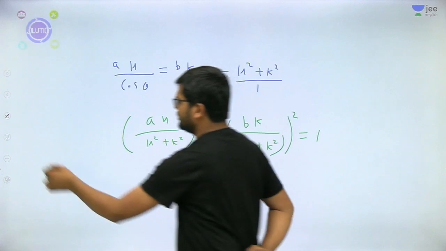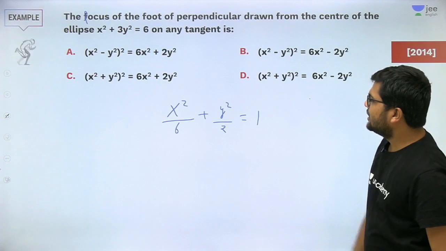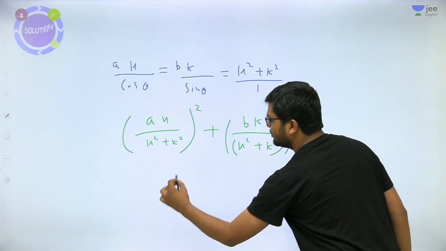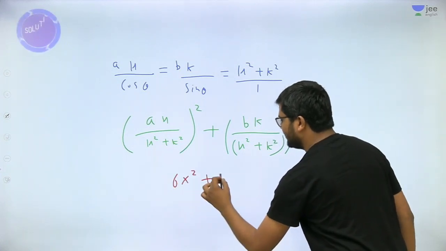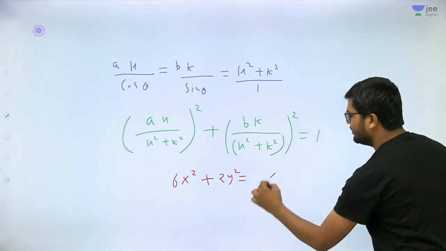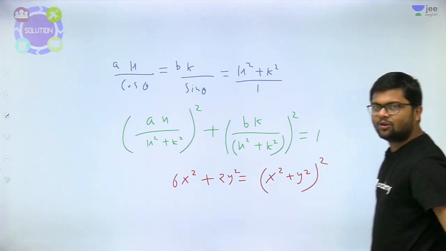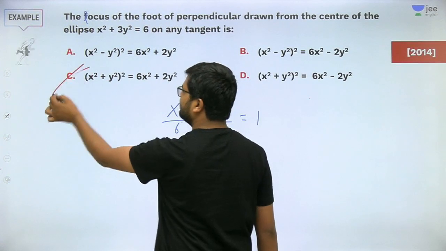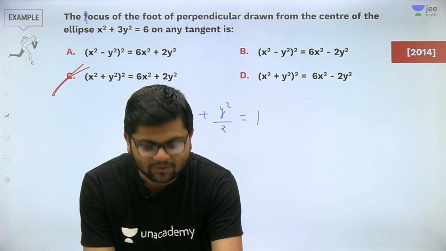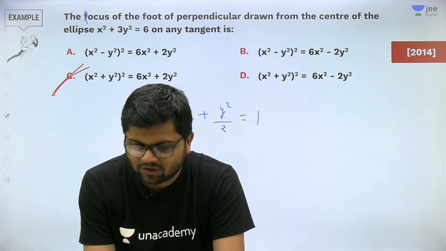So if you solve this equation, replace h by x and k by y, a square will be 6 and b square will be 2. So this equation will convert to 6x square plus 2y square is equal to, the LCM will be the same, x square plus y square whole square. Getting my point? Therefore the answer will come out to be C for Calcutta: x square plus y square whole square is equal to 6x square plus 2y square. Very good students, wonderful.